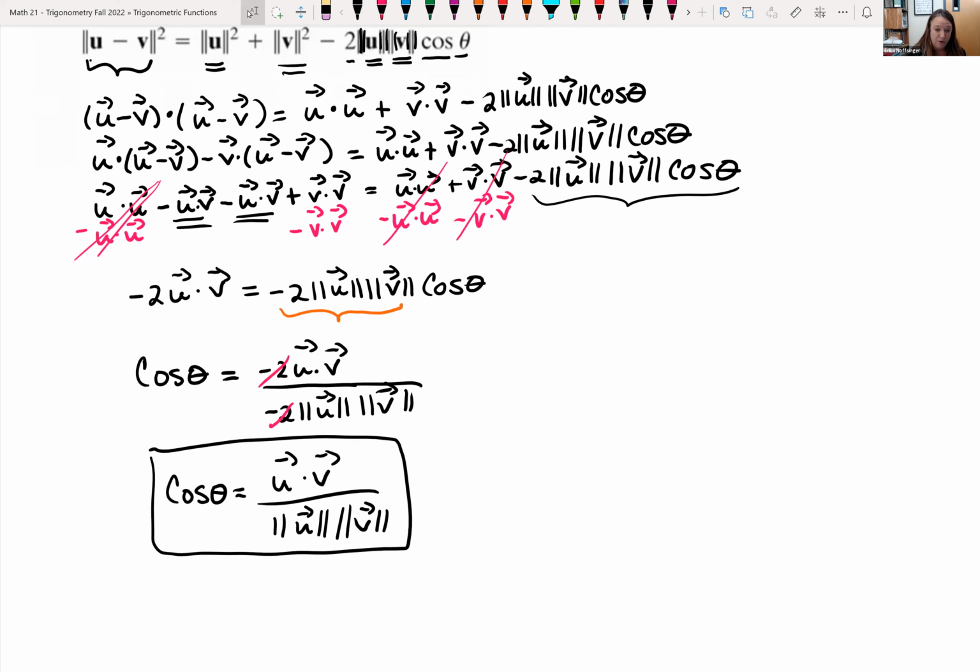We can use that form, or you notice that sometimes we manipulate our equations. If we could use the form that we had before, what is another way to take the dot product of u and v? This is the same thing as the magnitude of u times the magnitude of v cosine of theta.